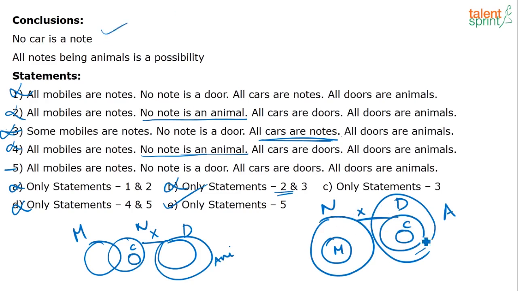So this is true. All notes being animals is a possibility. Animals can be a bigger set like this, and notes and doors can be disjoint. So this is a valid possibility, and this conclusion is also following. So the answer would be option 5. When you do it in the exam, once you know option 3 is wrong, directly take option 5 as the answer and go. Here I have just rechecked for our understanding. I hope it is clear. Statement 5 follows. Is it clear?